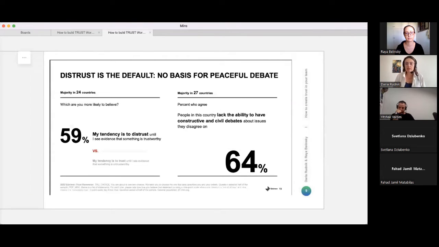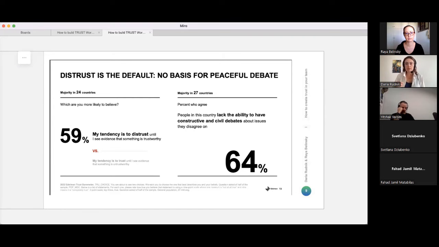This is the screenshot, the slide from the Edelman Trust Barometer. The Edelman Trust Barometer is research on trust made every year. This one is 2022, that's the most recent one. And it says that distrust is the default. It means that by default, people don't trust each other.